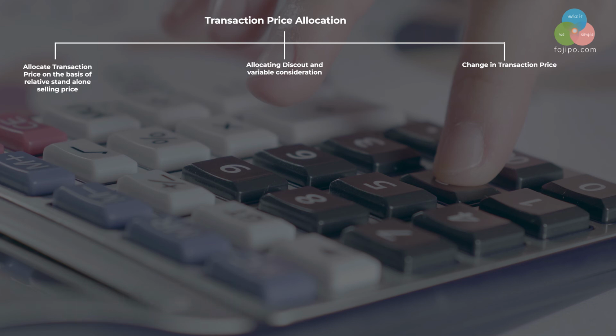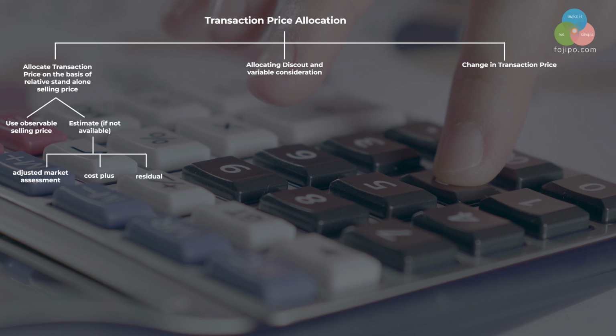Allocation based on standalone selling price is the default method. So if you have an observable selling price available, then just use the relative standalone selling price to allocate the transaction price to each performance obligation. If an observable selling price is not available, in that case you need to make an estimate of this standalone selling price, and to do this you can use one of the following three methods, whichever is most appropriate: adjusted market assessment method, cost plus margin method, or residual method. The residual method is restricted to use only in circumstances where a wide range of prices is available or a standalone selling price is not available at all or cannot be estimated.